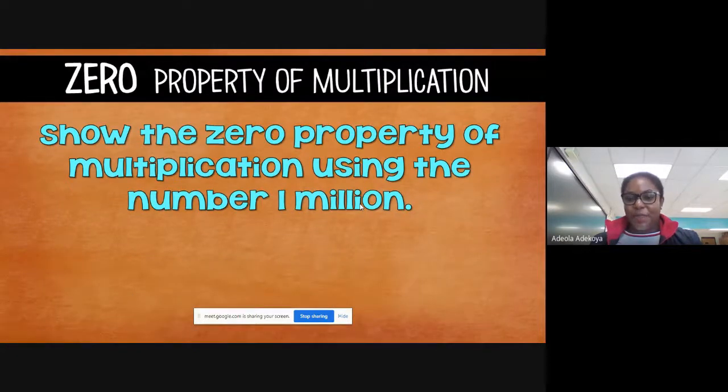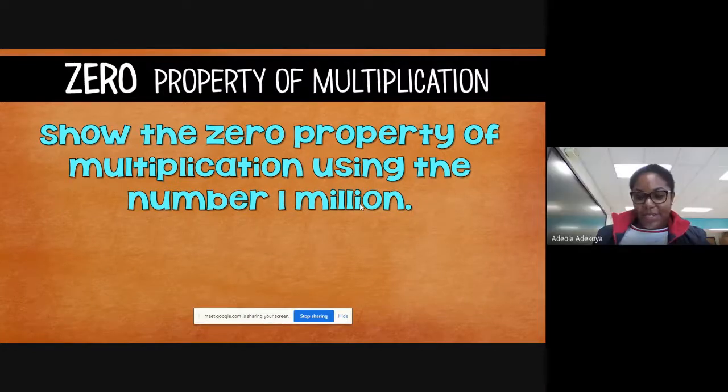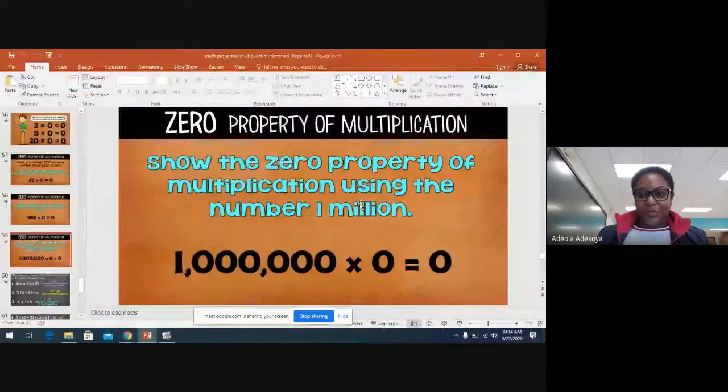Show the zero property of multiplication using the number 1 million. Would anybody like to volunteer for this one? Me. Cameron, and what's the answer? 0. All right. 1 million times 0 equals 0. I'm going to stop sharing right there.